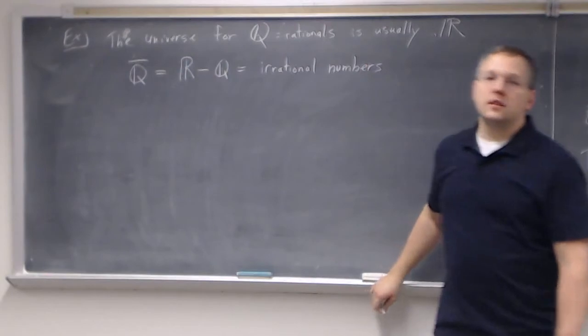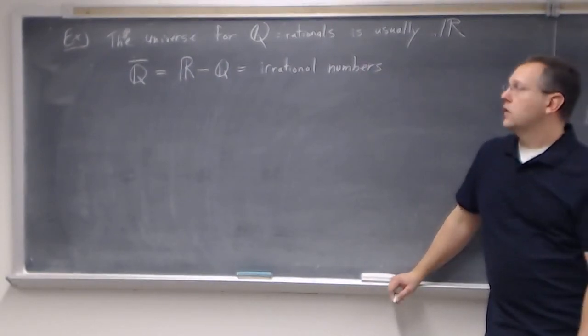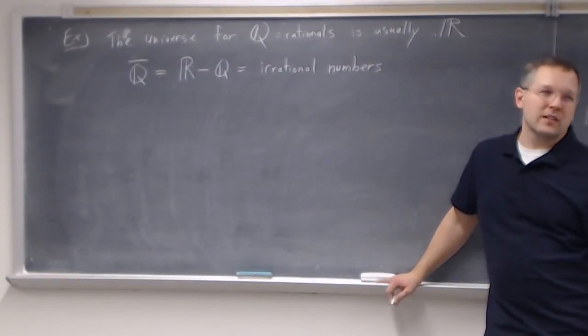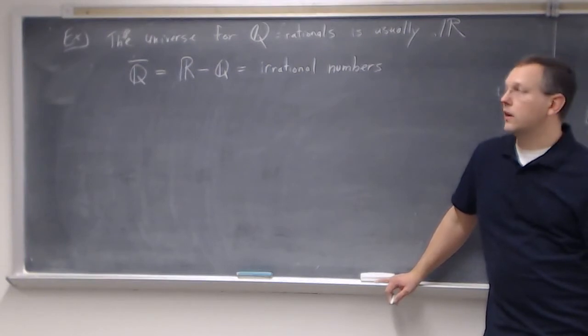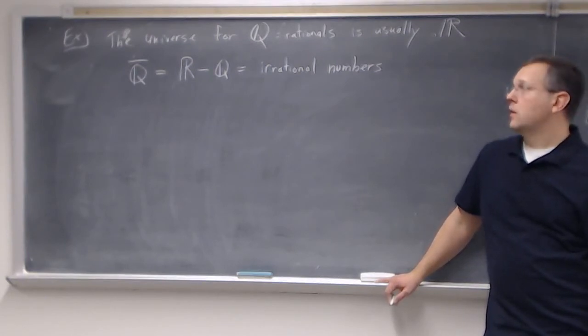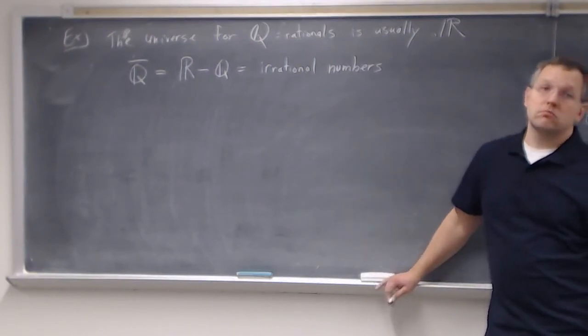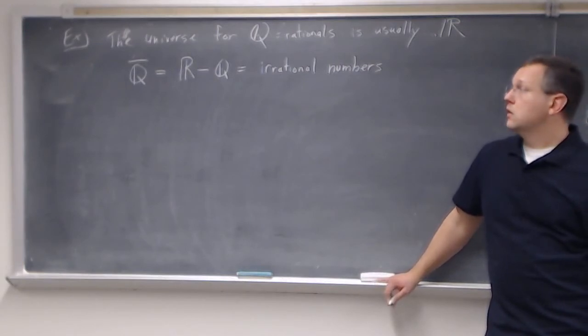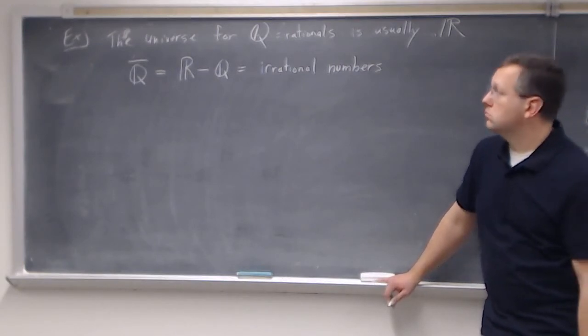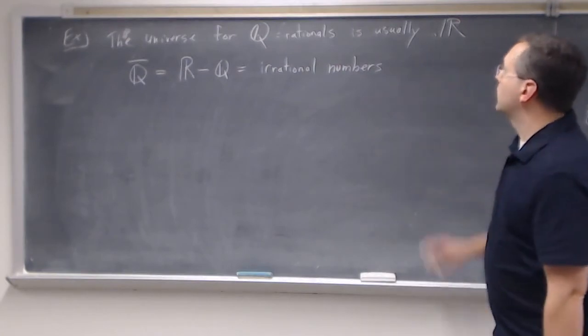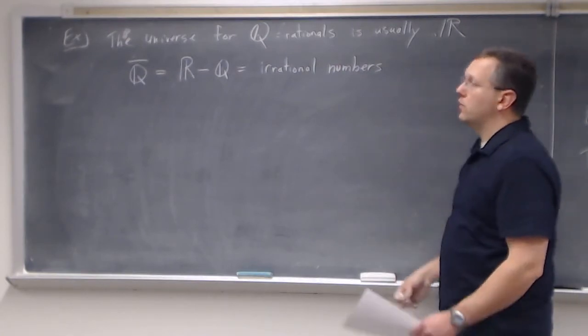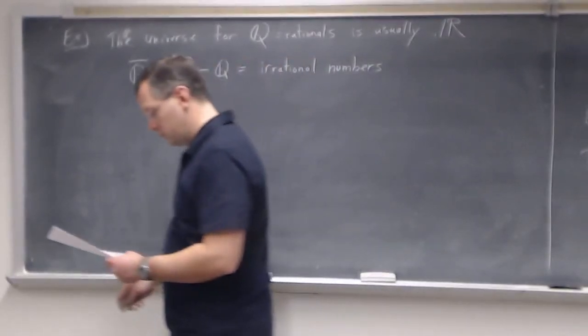We don't usually talk about irrationals as sets. I hardly ever need a symbol for the irrationals. But this is one way you could write it. You can write the complement of the rationals, assuming that everybody knows you're talking about all real numbers.